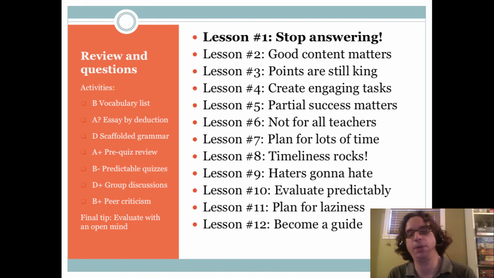And finally, become a guide. Become a guide is the same tip as tip number 1 about stop answering questions. They go together hand in hand. But this is the way to stop answering questions, not by not helping the person to grow, but by helping him or her to grow in a different way.